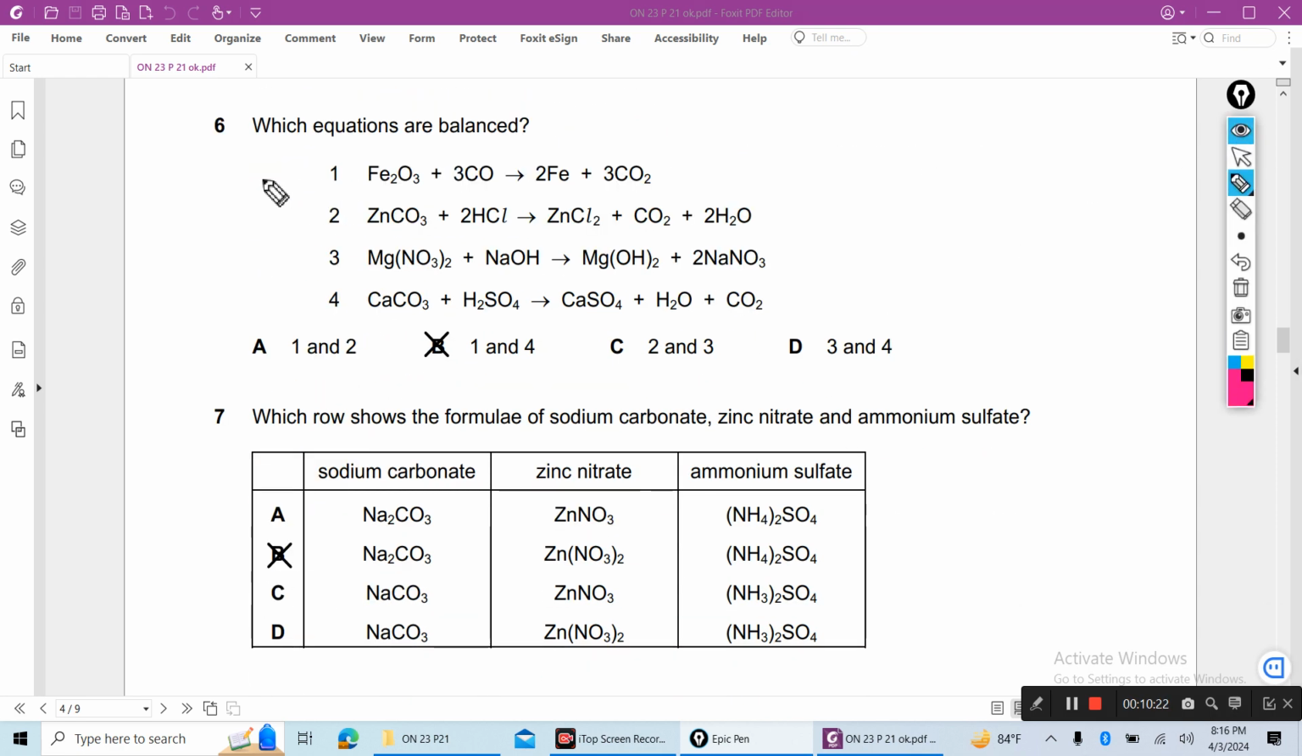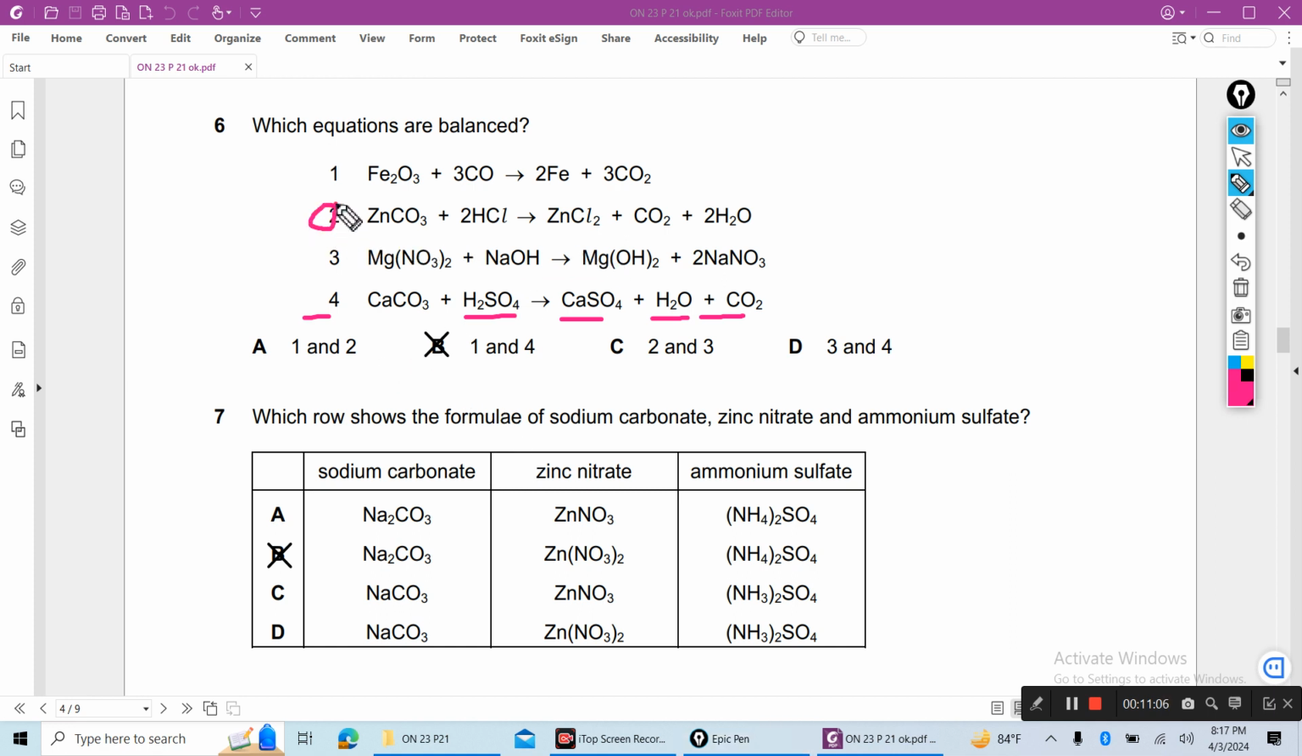Number 6, which equations are balanced? You know, equation 1: 2 iron, 3 oxygen, 2 times 3 is 6, so equation 1 is balanced. And also 4, calcium carbonate plus sulfuric acid gives calcium sulfate plus carbon dioxide plus water. B is the correct answer, 1 and 4. Equations are balanced because the total number of atoms on both sides is the same.